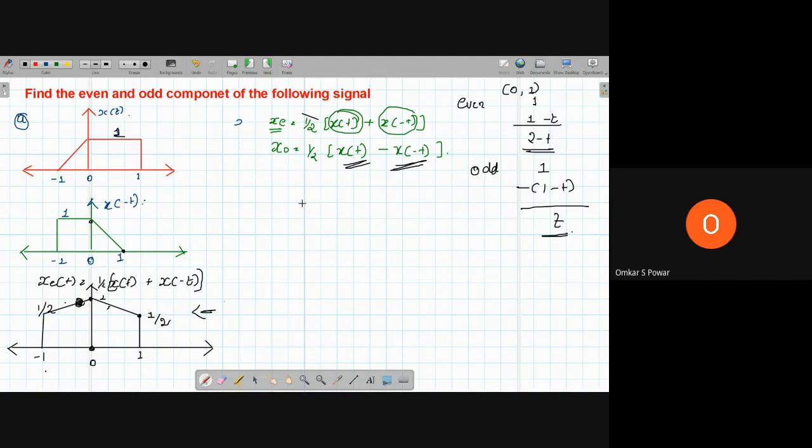So how does it look? x of t minus x of minus t, first we will plot, then we will do the half thing. Okay. So how does it look? 0, 1, minus 1. So its value is t. At t is equal to 0, at t is equal to 1, its value is 1. I'll use proper lines here, sorry. So this is the value of x of t minus x of minus t.